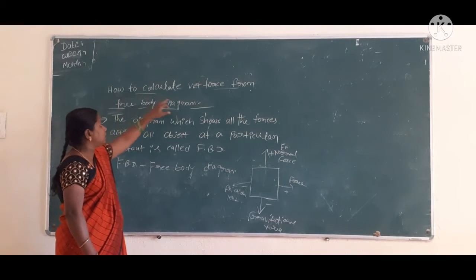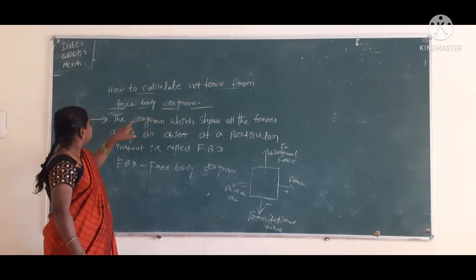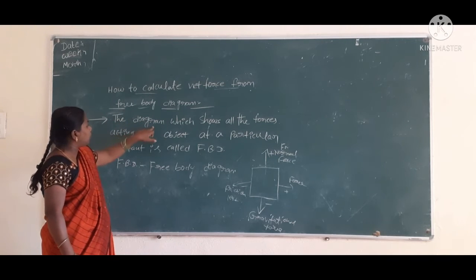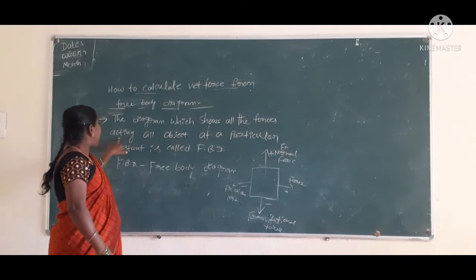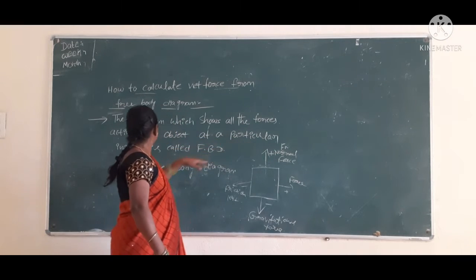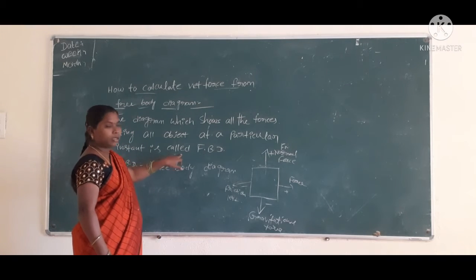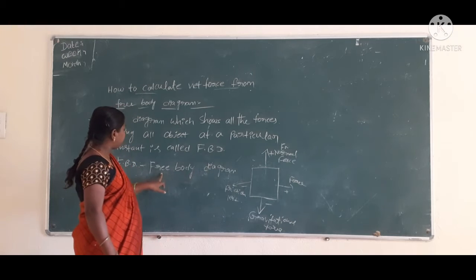How to calculate net force from a free body diagram? Definition: the diagram which shows all the forces acting on an object at a particular instant is called FBD. FBD means free body diagram.